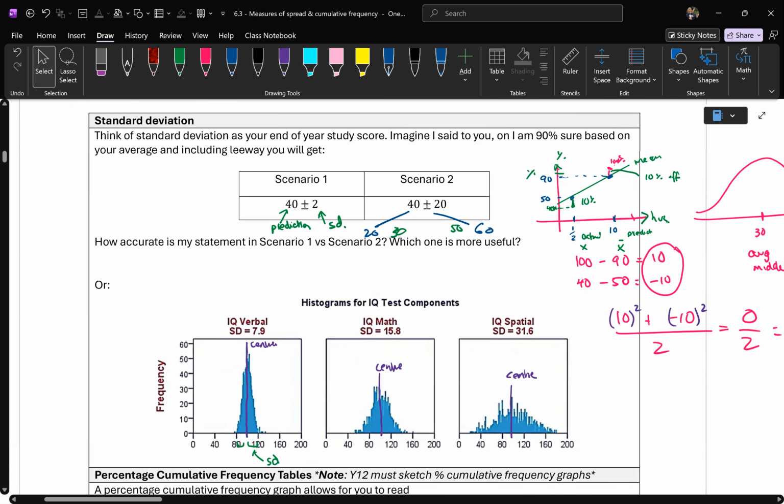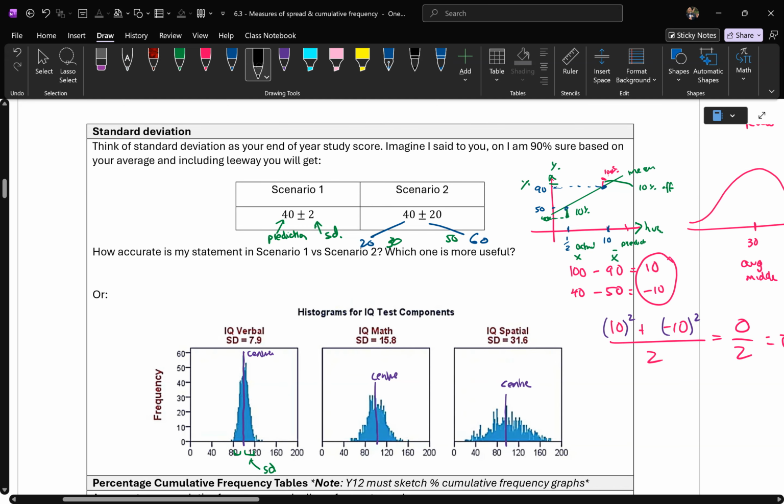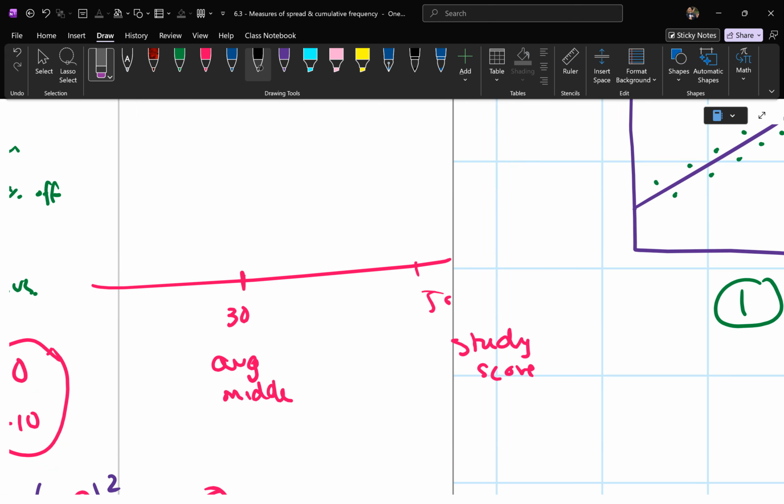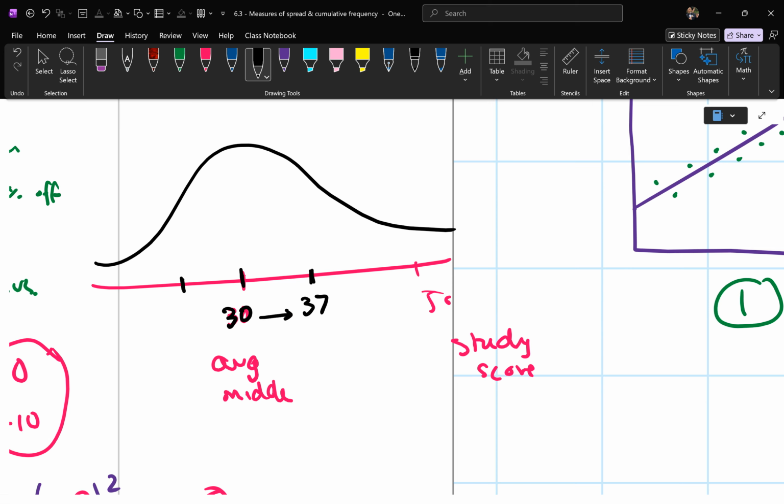All right. Fun fact for you guys. For your study scores, those who want to do exams for VCE, I already told you that the middle is 30. Does anyone know what the next, so they call it one standard deviation, which means one step to the right and one step to the left. Anyone know what the next bracket is? I kind of mentioned it in one of my lessons, very briefly. Ooh, so close. 37. 37, so 7 units up and 7 units down.